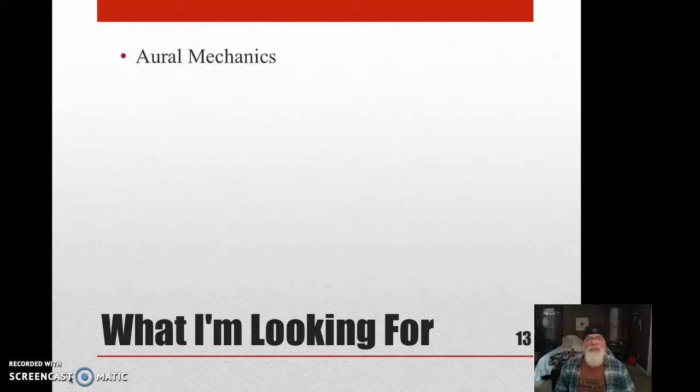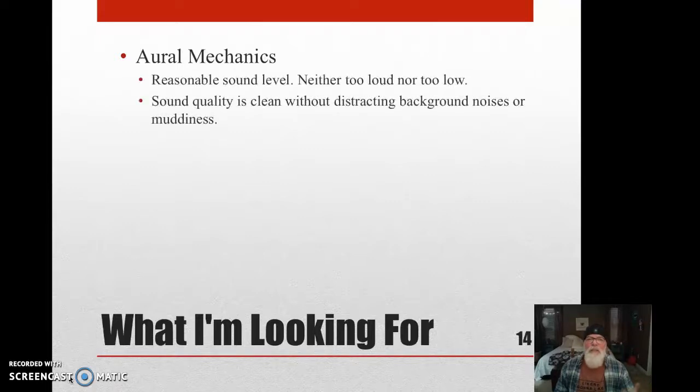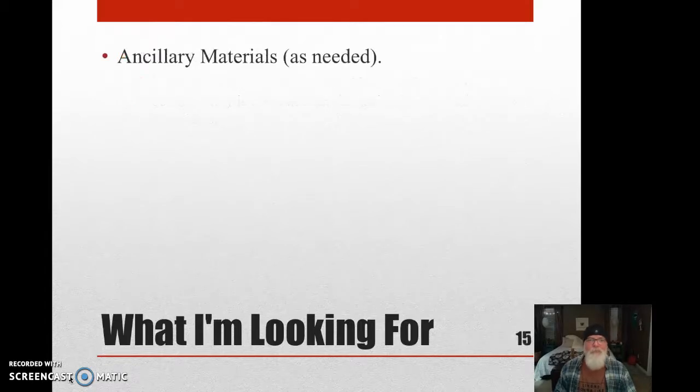Also, I look at oral mechanics, and not oral like O-R-A-L, like talking, but hearing, listening. Right? So I'm looking at, is there a reasonable sound level? All right? Not too loud, not too low. Is the sound quality relatively clean? There's no distracting background noises, no muddiness, things like that.